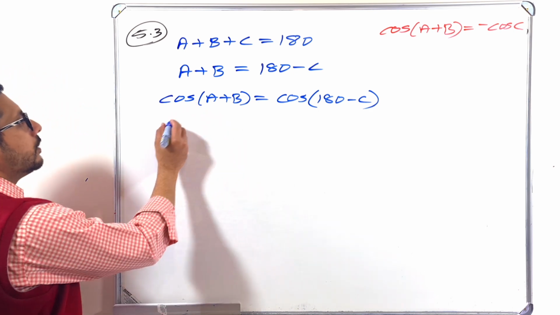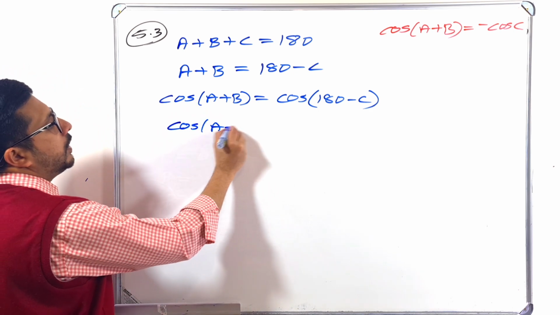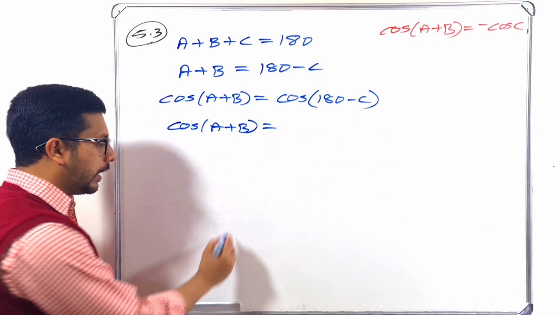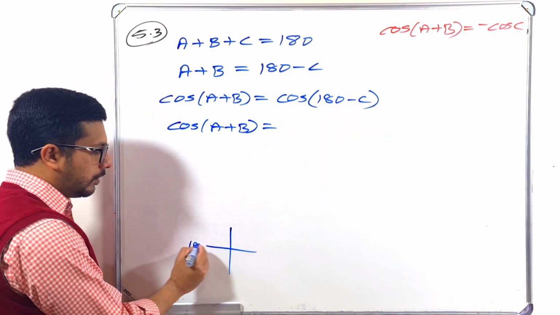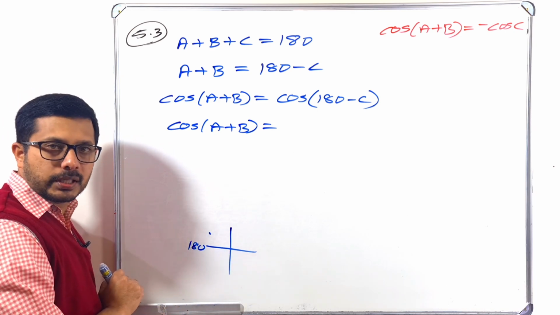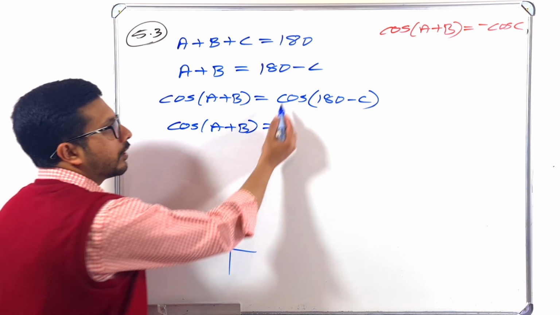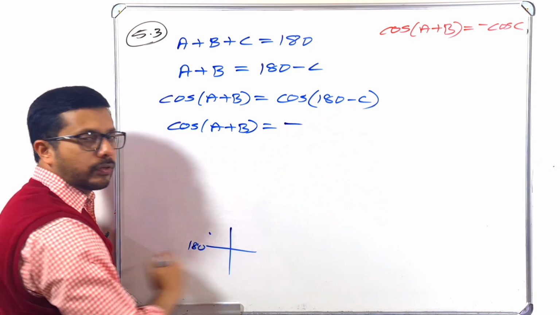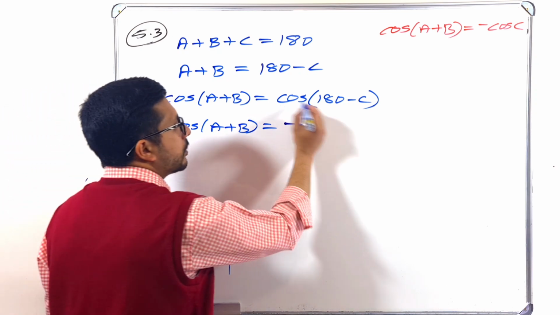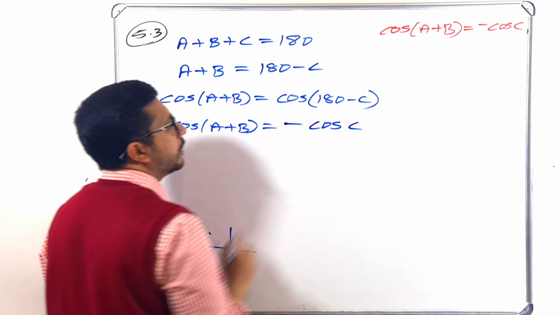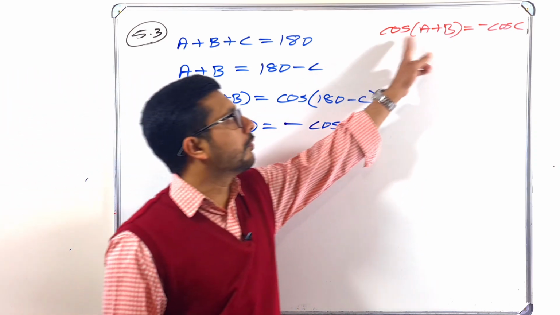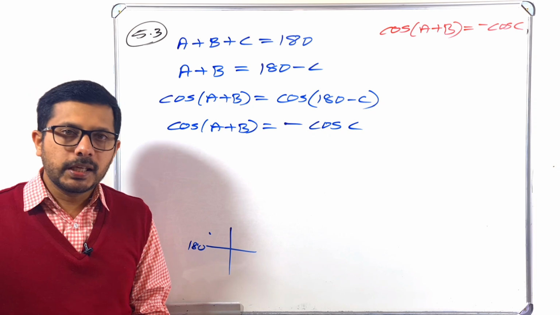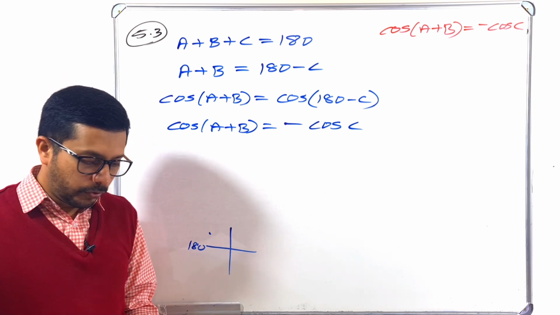So cos of A plus B is equal to cos of 180 minus C. 180 minus means which quadrant? This is 180, so 180 minus means second quadrant. Second quadrant sign is positive only for sine; here it is cos, so it is minus. Then no change, since it is based on 180 or 360. That means minus cos C. And that is what we want to prove: cos of A plus B is minus cos C. So that is question number 5.3. Now let's move to question number 5.4.